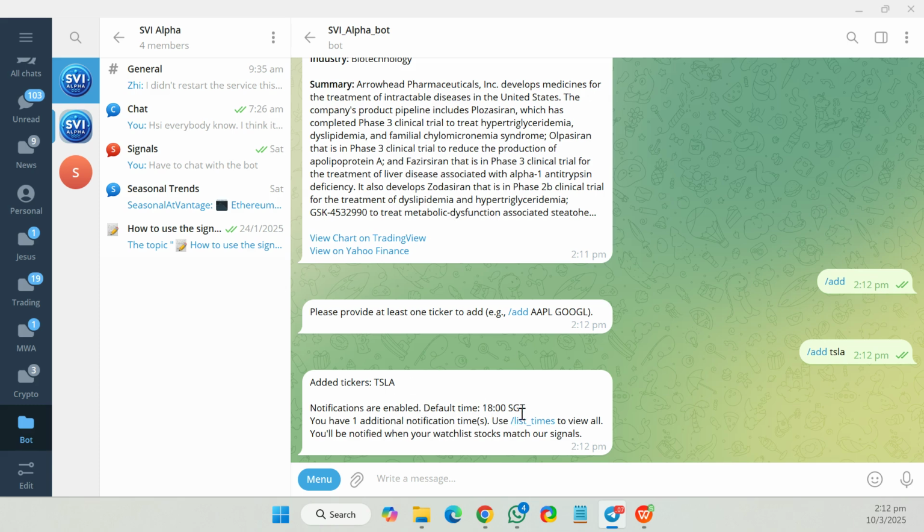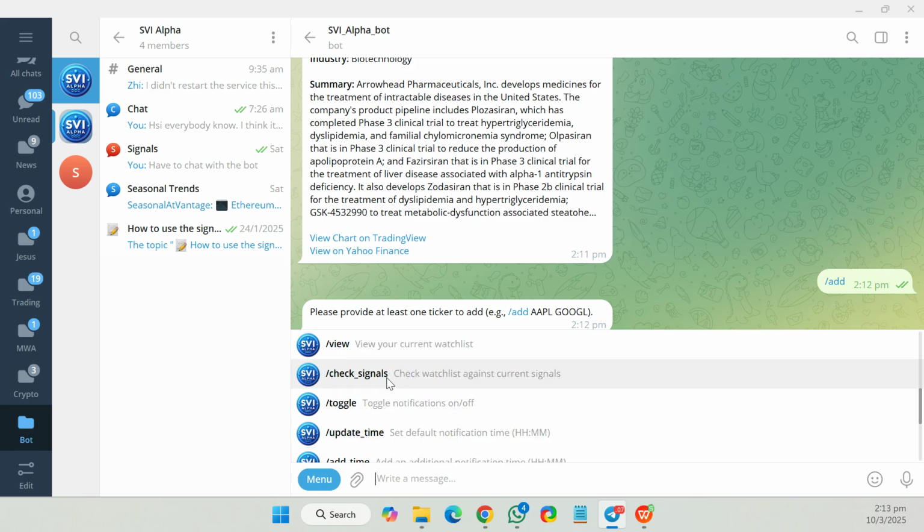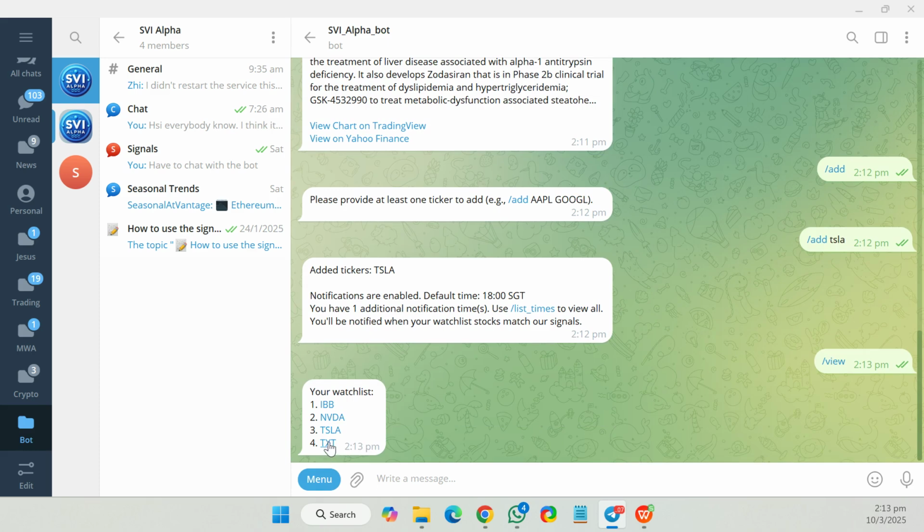So by default, there's a notification coming in at 6 o'clock, okay. Then you'll see if there's any so-called trigger signal to enter. So I actually have my watch list here. You can see that Tesla I just added. So it's IBB ETF, NVIDIA, and such. TXT I just added randomly, just to show you what it can do.